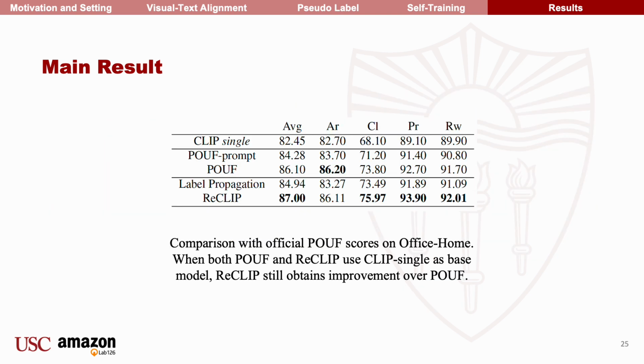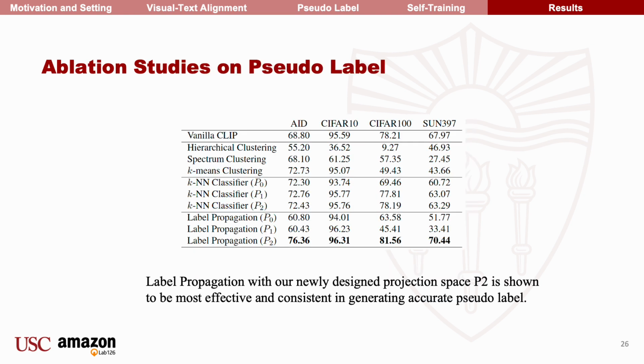To have an additional comparison with the official POUF results, we have also evaluated ReCLIP on the Office-Home dataset. As shown by the table, ReCLIP can still obtain improvement over POUF even without the benefit of multiple template aggregation. In the ablation study on pseudo-label generation, we demonstrate that label propagation with our newly designed projection space P2 is shown to be the most effective and consistent way of generating accurate pseudo-labels.